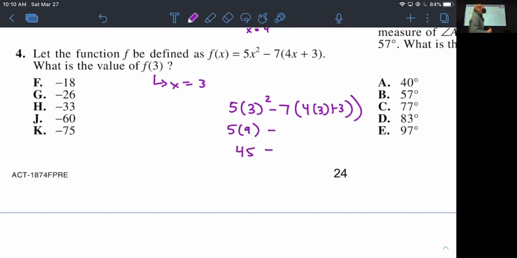And then minus, order of operations says we've got to do parentheses first over here. What's 4 times 3? And what's 12 plus 3? 15. So this is going to be minus 7 times 15. I've got to multiply. What's 7 times 15? What is it? 105? 105. So now I've got 45 minus 105. What's 45 minus 105? Negative 60. Good. Questions on 4? Okay.